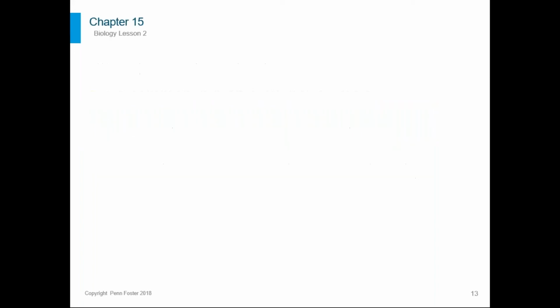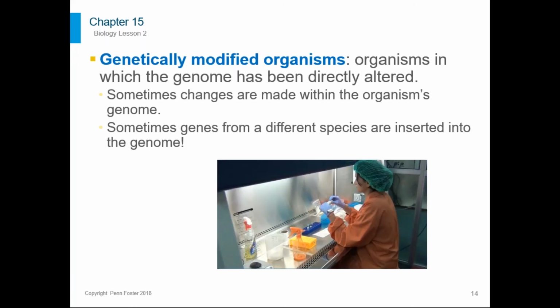All right, so section 2 is about genetically modified organisms. You may have heard of genetically modified organisms, which are organisms in which the genome has been directly altered. Scientists purposely went in and said, we're going to change this gene. And sometimes changes are just made within the organism's genome, and sometimes they actually take genes from a different species and insert them into the genome of whatever species we're working with.